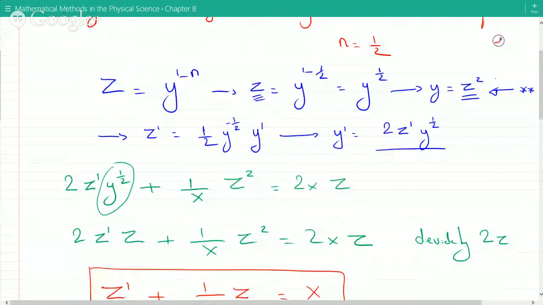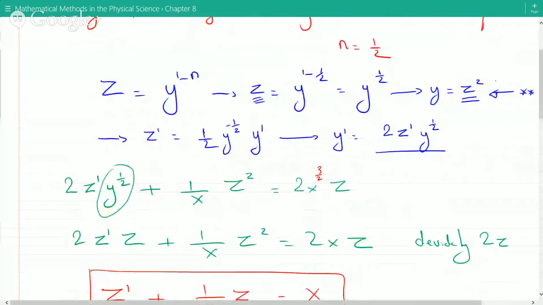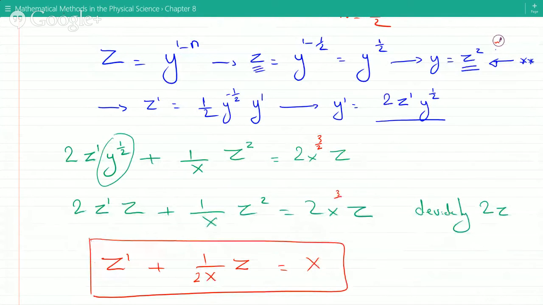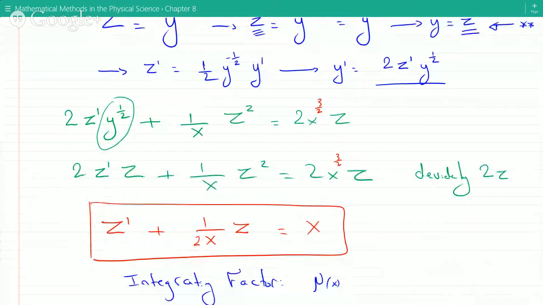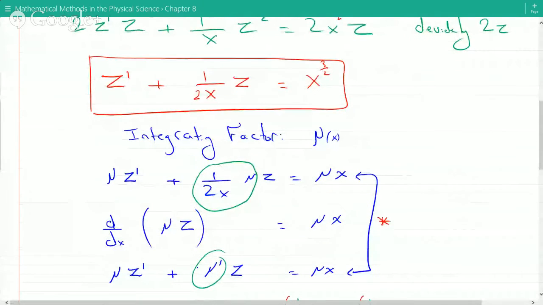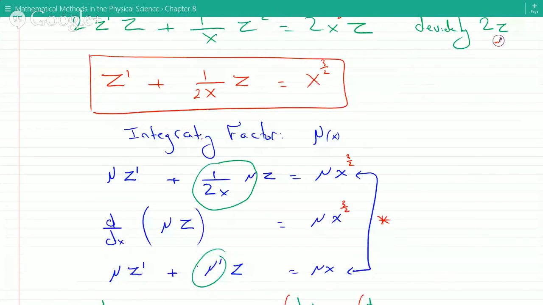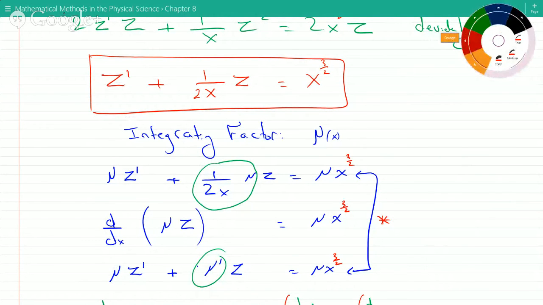So the mistake is here. This is supposed to be 3 halves, not x. Well, that changes things. So this is 3 halves. And when you divide by root 2z, you get x to the 3 halves. Okay, let's fix this. Shouldn't be too bad to fix it. So this is 3 halves, 3 halves, 3 halves. How about I go with a different color on all the mistakes here. Okay, so 3 halves.